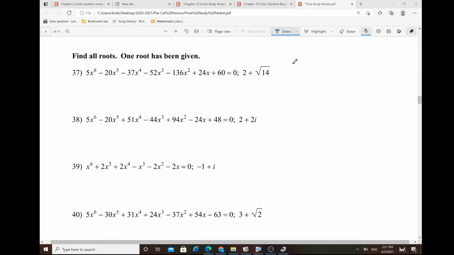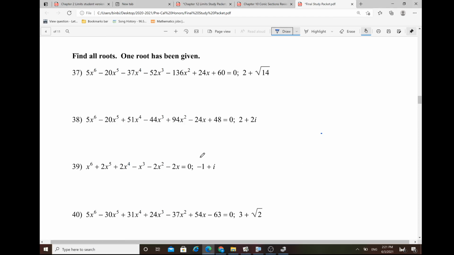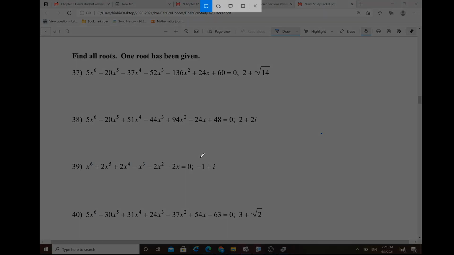So 38. Okay, so let's see, I pressed something wrong here. Okay, snipping, it's not working. Here we go.